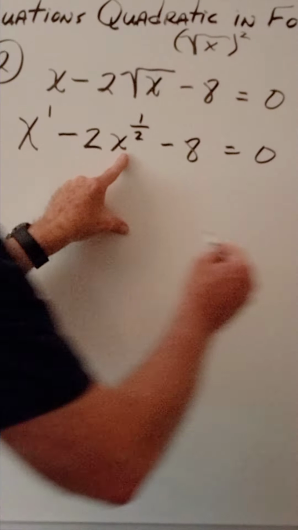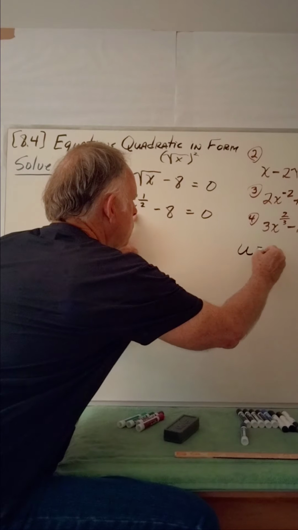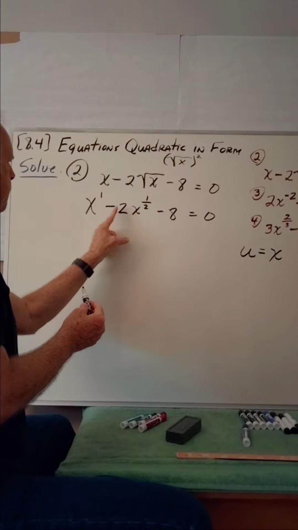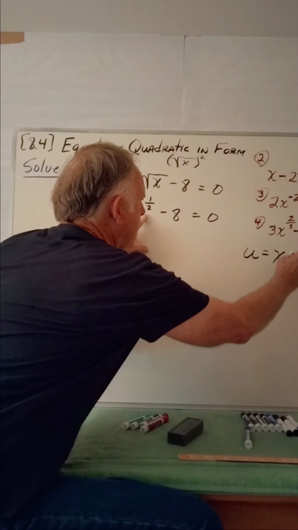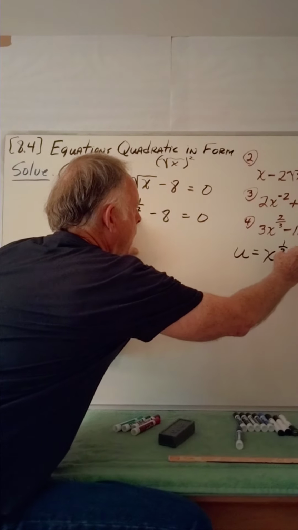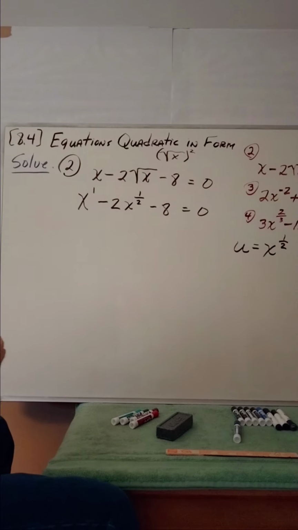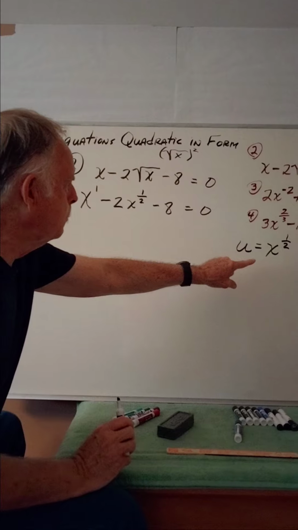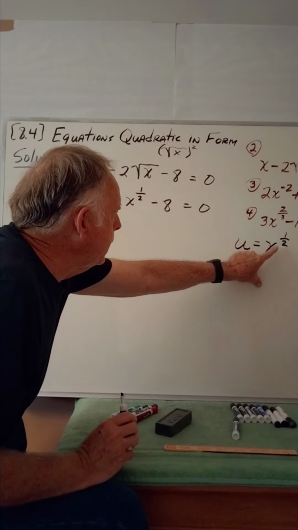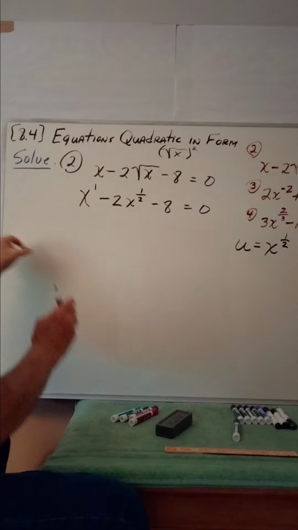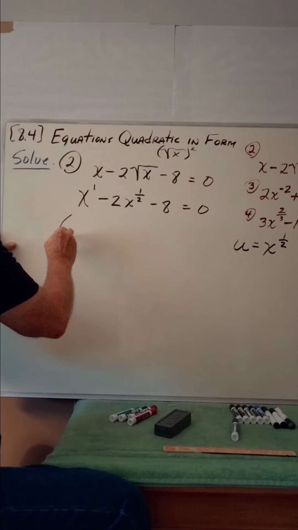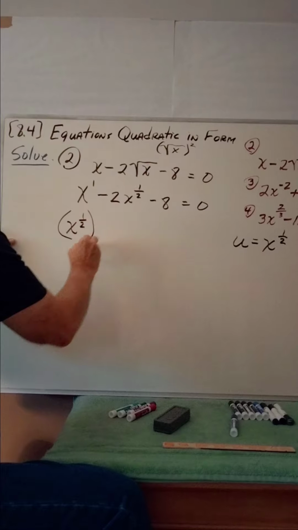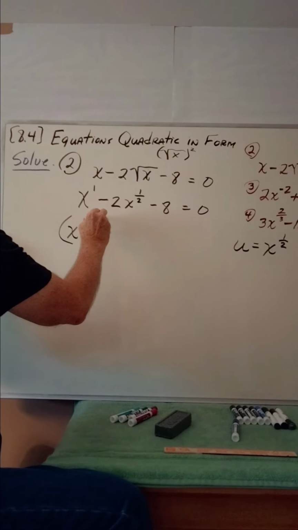So now we'll go to u. U will be equal to the variable factor of the middle term. U will be equal to x to the 1/2. And now we're going to move into getting this to become quadratic. We're going to begin by bringing over that x to the 1/2, and we're going to take it to the second power.